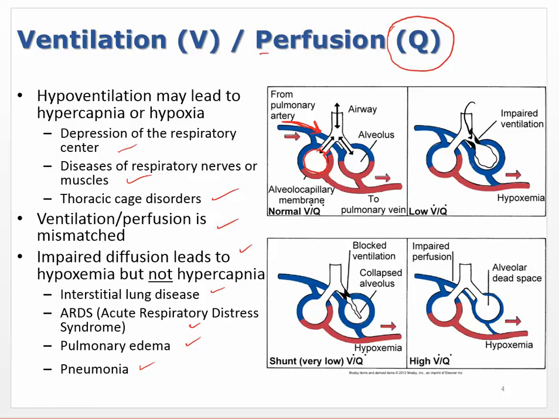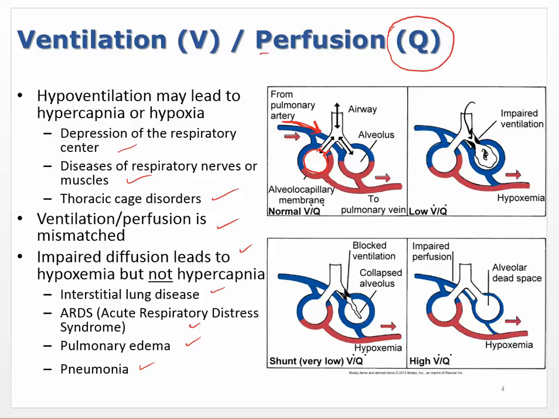Your perfusion normally would happen fine, except your ventilation is bad. Okay, so the capillary is there, it's ready to take on oxygen, but there's no air in here. So that's a ventilation problem. So your ventilation is going to be low, and your perfusion is going to predictably be normal, or potentially normal.